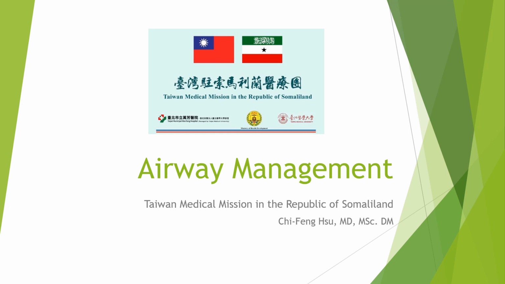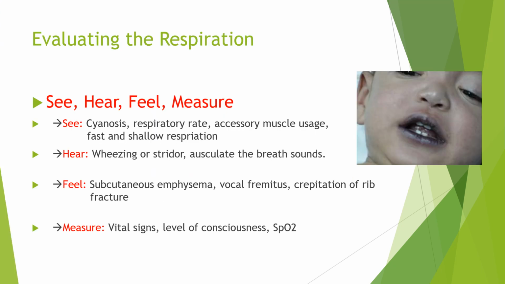So here we go. Firstly, we should evaluate the patient if we see them in respiratory distress. We will see the patient, we will hear the patient, we will feel the patient, and we will measure the patient. Firstly, what to see? We want to see if the patient has cyanosis, what their respiratory rate is, if there is any accessory muscle usage, and if the patient is breathing fast and shallowly. If that's the case, we should be aware that there may be some respiration problems.